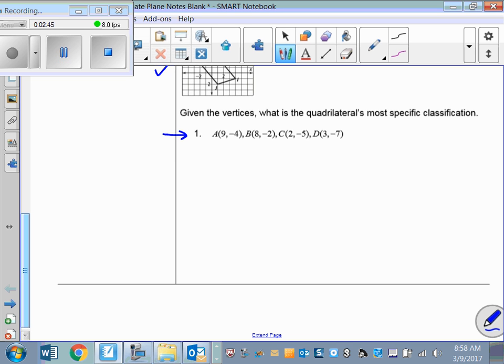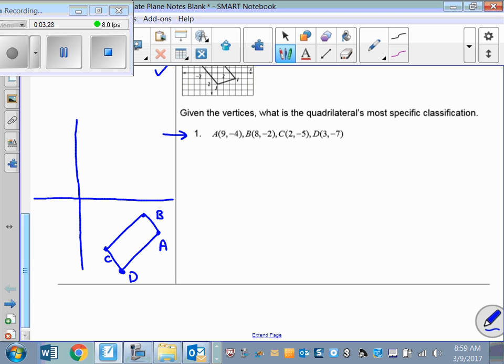Let's see, I got 9. The farthest it goes out is 9. So I'm going to start it over here like so. Okay, A is 9, negative 4. I'm just eyeballing this. There's A. B is 8, negative 2. So there's B. C is 2, negative 5. That's going to be a little bit below that. There's C. And D is 3, negative 7. So 3, that's farther on down here. So I'm going to say about right there. That's D. Okay, then I'm going to sketch my quadrilateral.